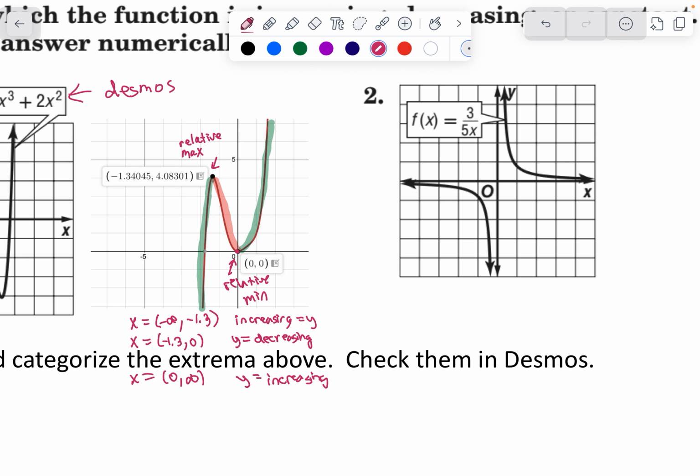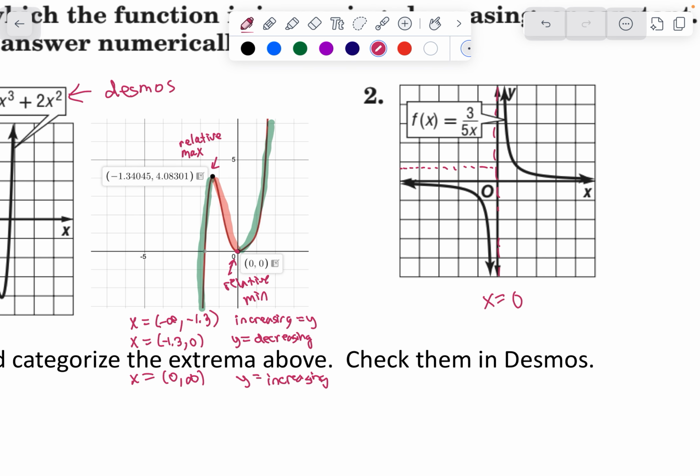I believe that it has a vertical asymptote at 0 and a horizontal asymptote at 3/5 or 0.6. Both ends should be heading to 3/5, which is 0.6, about right here. Yeah, so I think this picture's wrong. So just do what I did and draw the graph on your sheet of paper, okay?